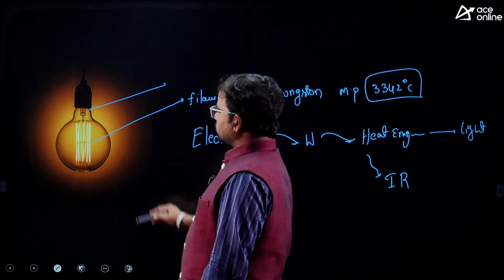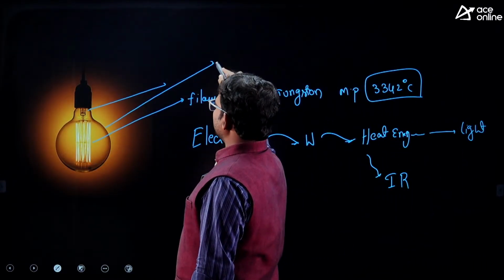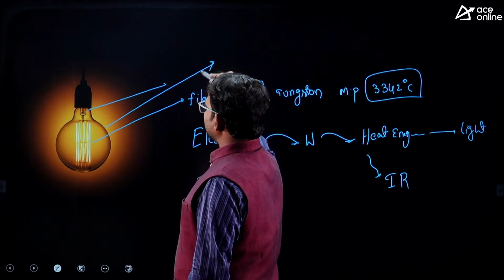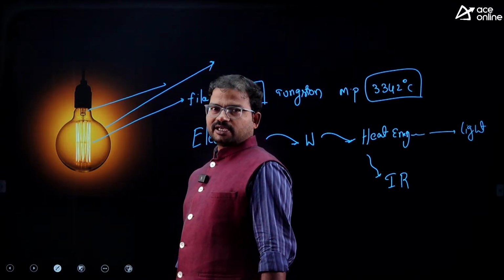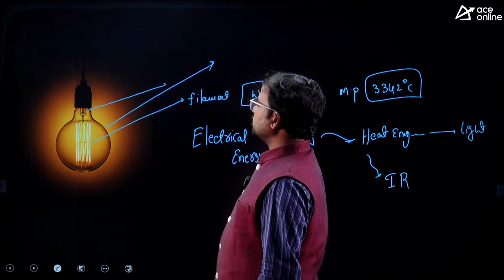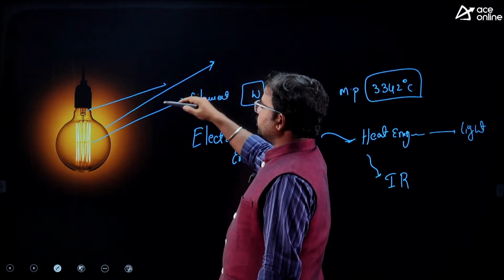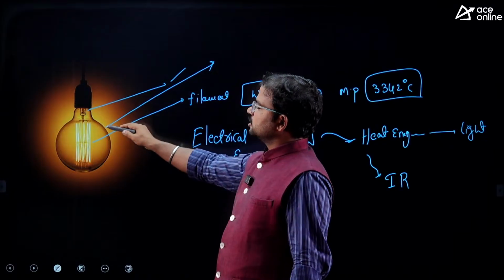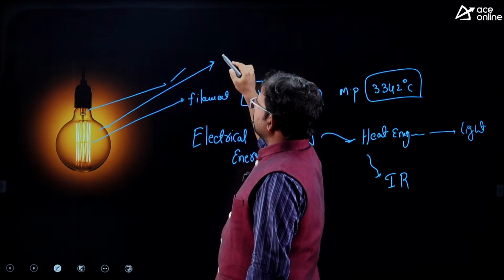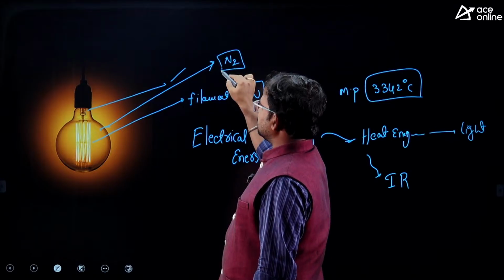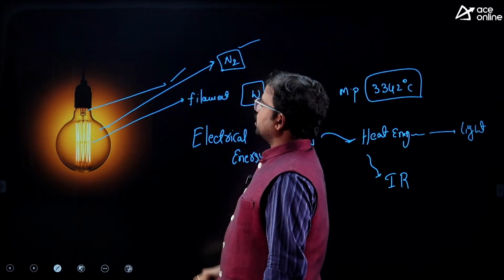Next, this electric bulb is mostly made up of what kind of glass? What variety has been used to make these types of electric bulbs? Mostly we have flint glass, so flint glass can be used. Next, to get the inert atmosphere, we mostly use nitrogen gas.